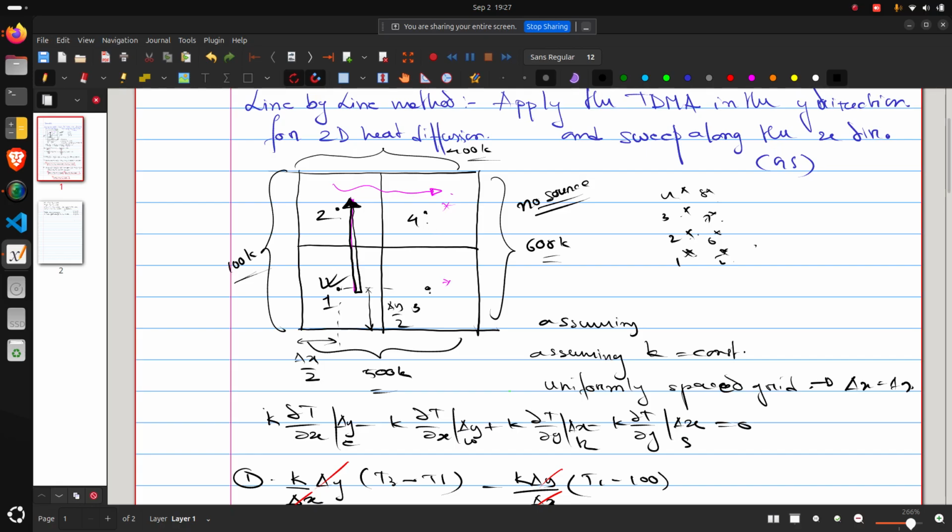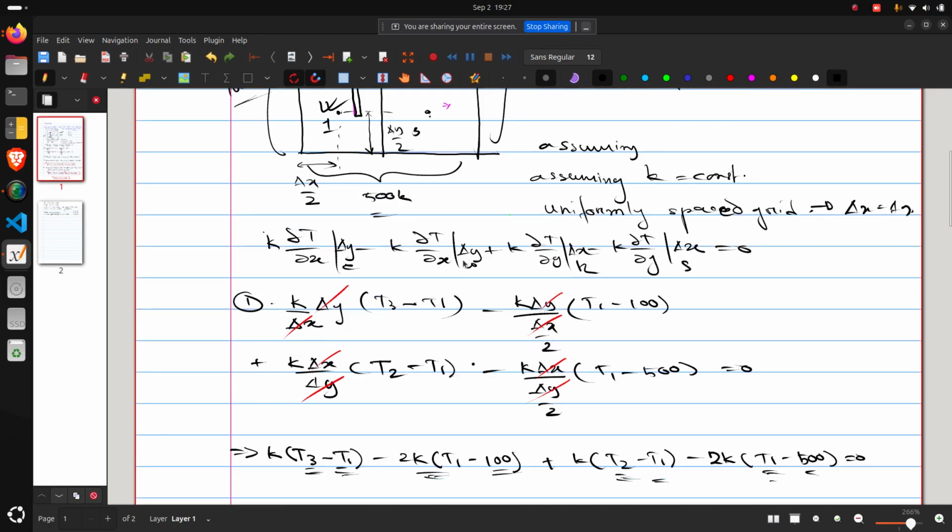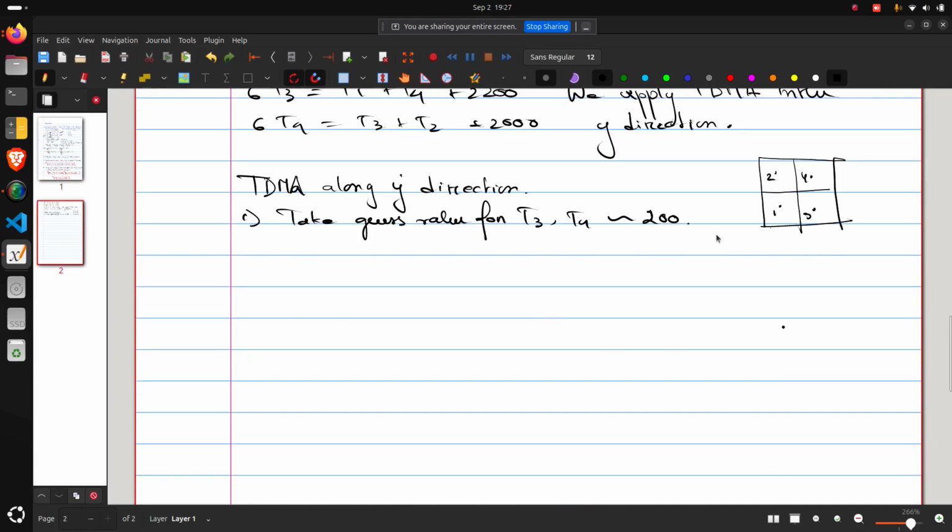We could even have taken the value of T4 and T3 as 0, but this would have resulted in a very slow convergence. So we will choose something in between the highest and the lowest value. Here it is bounded by 400 and 600, and on this side 100, and here 500. So it should be around 300 or 350, or somewhere between 200 and 300, right? So that is why we took a realistic value. We will take a value of T3 and T4 as 200 Kelvin.